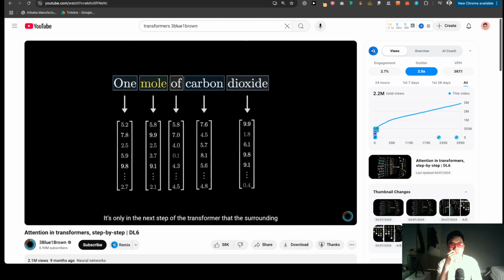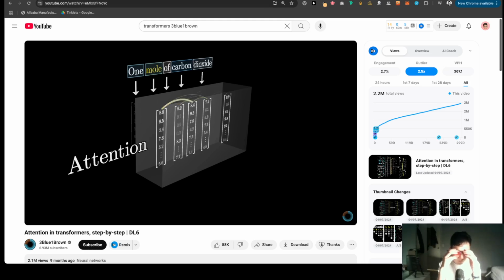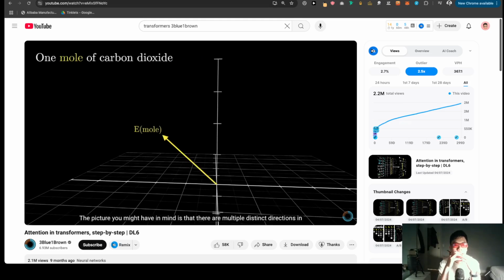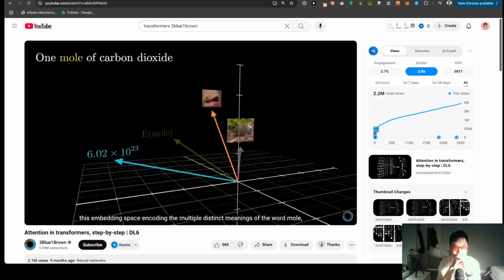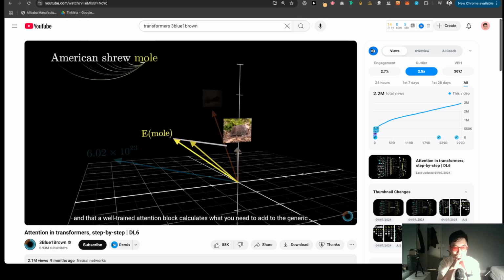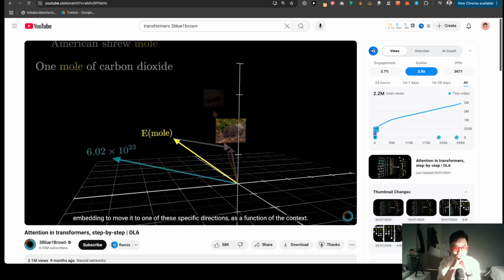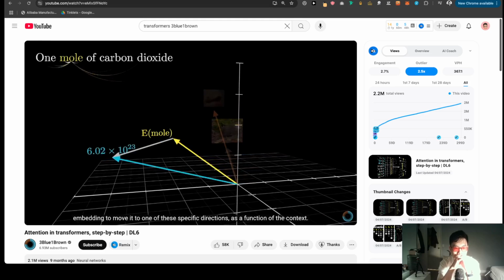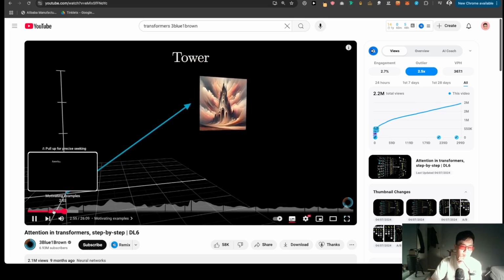It's only in the next step of the transformer that the surrounding embeddings have the chance to pass information into this one. The picture you might have in mind is that there are multiple distinct directions in this embedding space, encoding the multiple distinct meanings of the word mole, and that a well-trained attention block calculates what you need to add to the generic embedding to move it to one of these more specific directions, as a function of the context. To take another example, consider the embedding of the word tower.